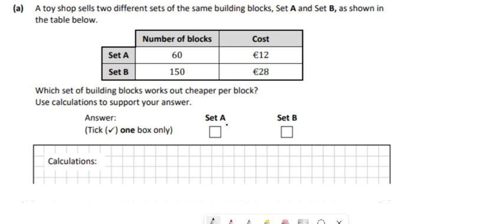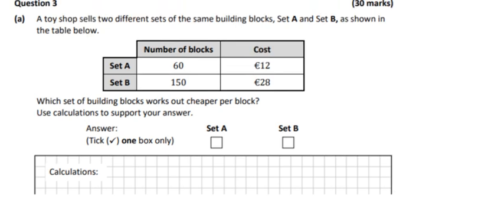Hi folks, this is question 3. We need just to see which of the sets works out to be cheaper. There's different ways of doing it again. What you could do is you could work out what one block costs in each case. So do 12 divided by 60 and then do 28 divided by 150.